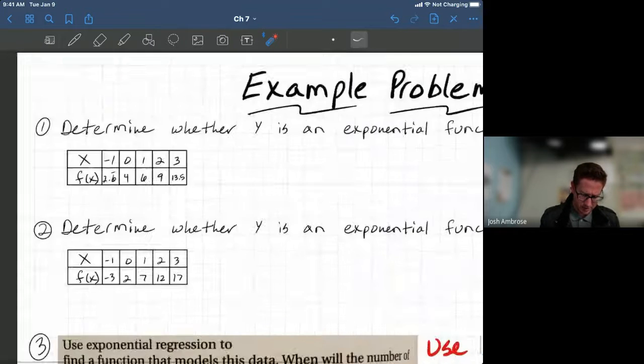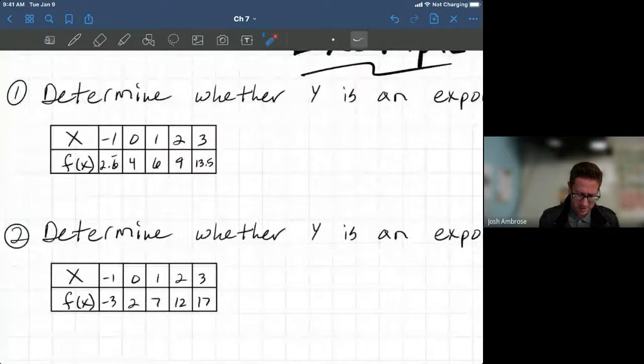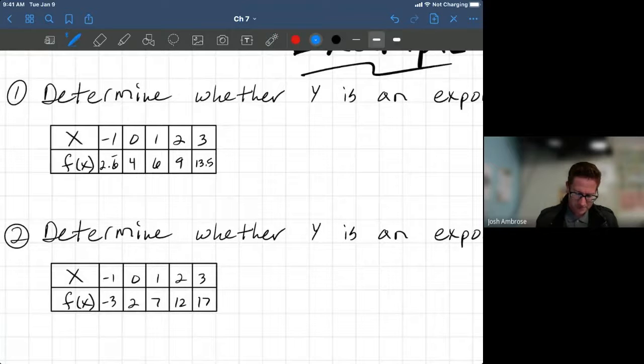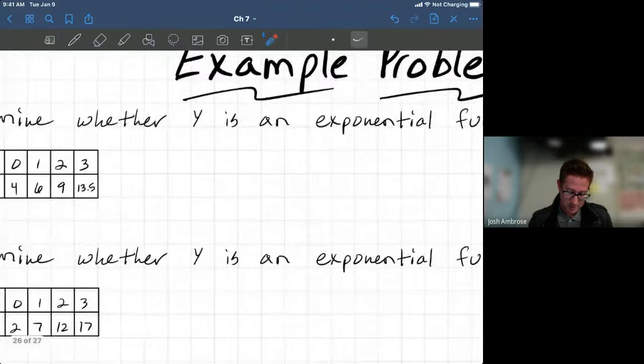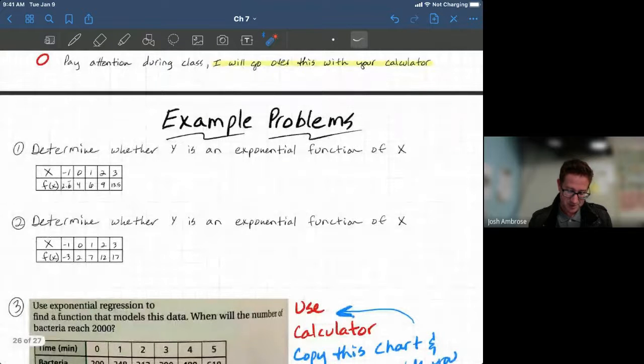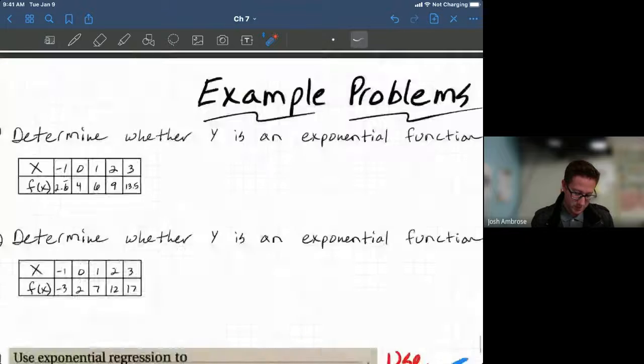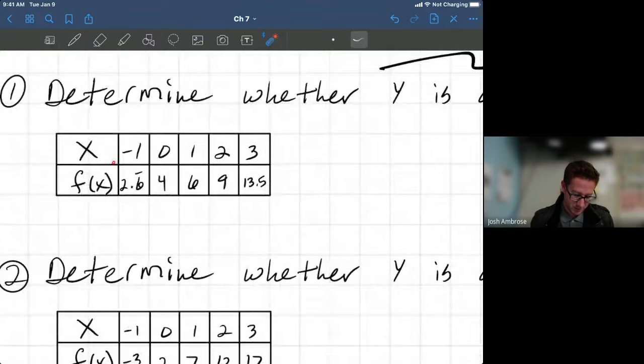Not too hard right here. It's a basic premise. What we're looking at is just using some simple division, and we are focusing on the f of x values. You could think of it as the y values, because they're basically saying determine whether y is an exponential function of x, but the way that the textbook will give it to you is always this is f of x. It's the same thing in this case as y, so think of it like that.